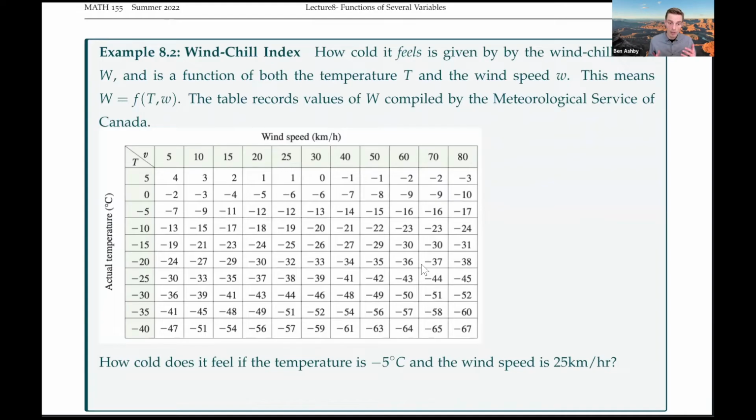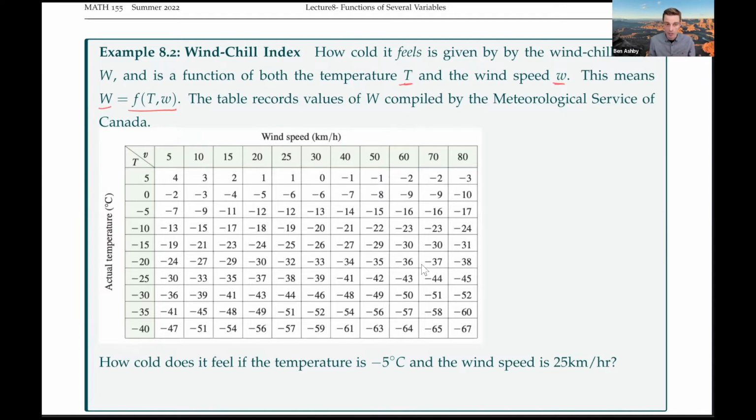We can also think about functions of multiple variables by just looking at numerical tables like this. So if we want to work out the wind chill index, in other words, how cold it feels when you're outside, that depends on both the speed of the wind and the air temperature. So if we denote the temperature as capital T and the wind speed as W, then our function of the wind chill, capital W, is equal to f of T, W.